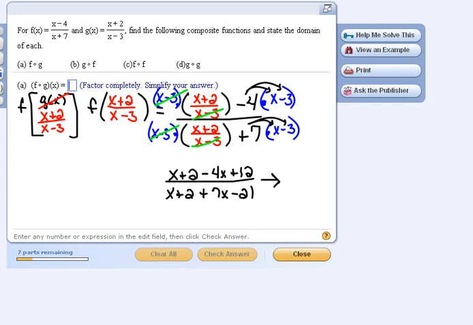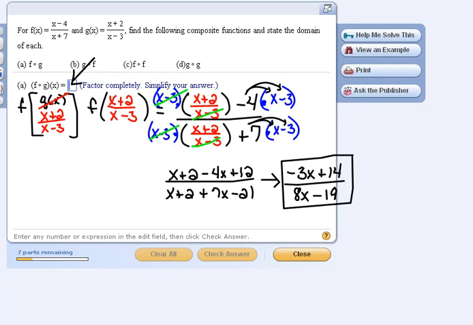Now this is a matter of cleaning this function up. So x minus 4x would be minus 3x. 2 plus 12 would be 14, over x plus 7x would be 8x, and 2 minus 21 would be minus 19. We always want to make sure that we can't simplify any further, so we need to make sure to factor and cancel if we can. But this one will not factor in the numerator or the denominator, so this is our composition function, and we would go ahead and put it in as our answer.